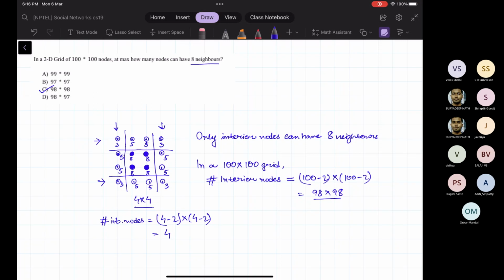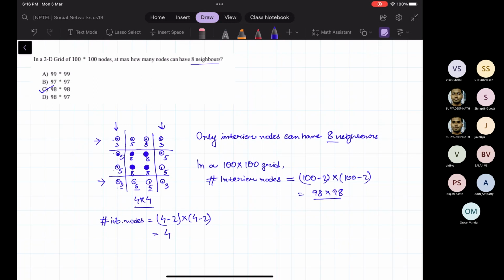But if you consider the boundary nodes, for every node I have written the number of neighbors it has. So if you see, only the interior ones have 8 neighbors. For the boundary ones, at the corners it's 3, so the corner nodes have only 3 neighbors. And on the leftmost column, in the interior rows, you have 5, 5, and the same goes for the interior of the columns. And in the last row or the first row, you have 5, 5. So only the interior nodes can have 8 neighbors.